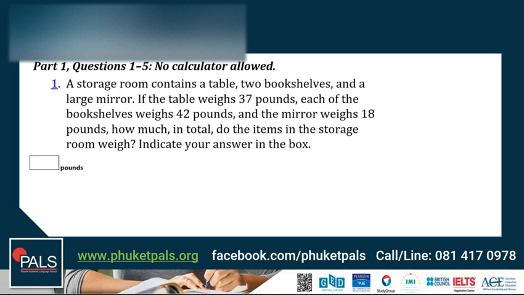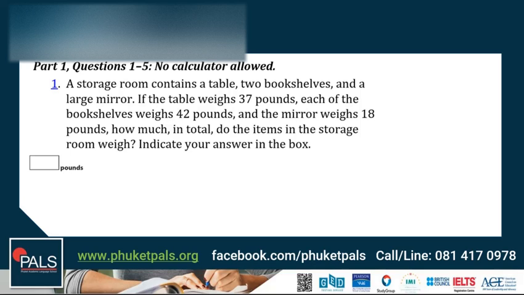Number 1. A storage room contains a table, 2 bookshelves, and a large mirror. If the table weighs 37 pounds, each of the bookshelves weighs 42 pounds, and the mirror weighs 18 pounds, how much in total do the items in the storage room weigh? Indicate your answer in the box.